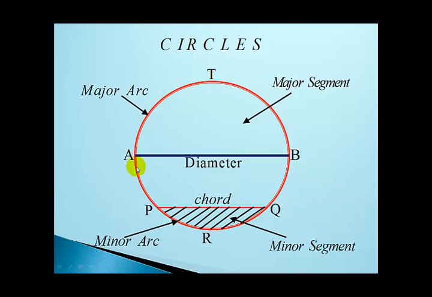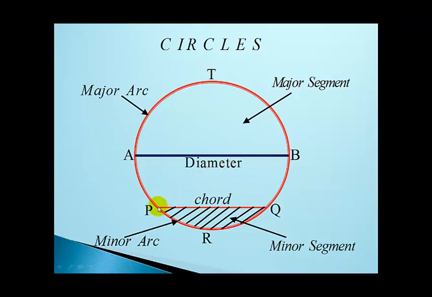Considering the circle as shown, AB is called the diameter of the circle, and the diameter is a line that divides the circle into two equal halves. So line AB is called the diameter.